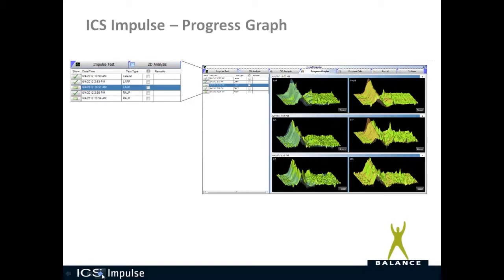And then we have progress graphs, and then we'll talk about progress data. I'll show you this in the software as well. The progress graph allows you to look at multiple test sessions. So here, if we wanted to, we could check multiple LARP test sessions and multiple RALP test sessions and then look at the data. So maybe I want to see, are they moving from overt to covert saccades? Or did they have saccades and now they're resolved? I can look at different test sessions at different times and compare the results.